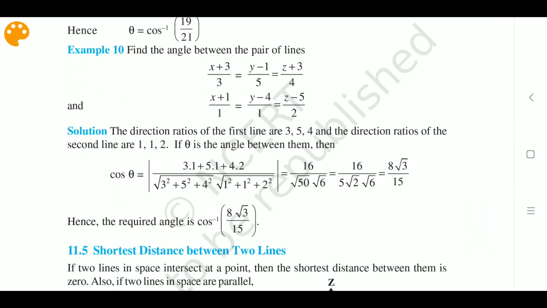Now in this question you have again two lines. The direction ratios of this line are given, and the direction ratios of this line are also given.